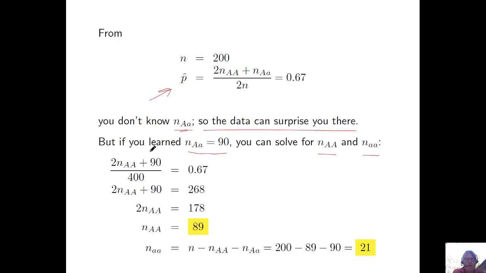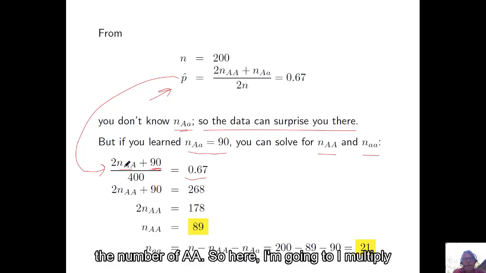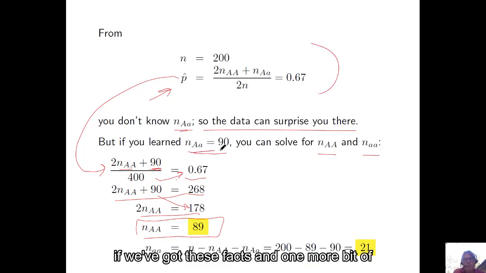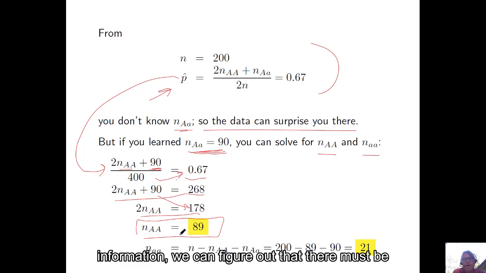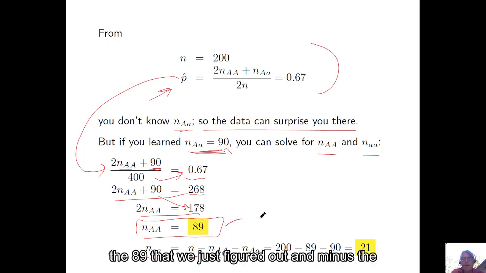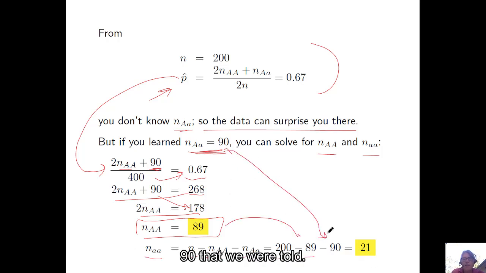So this was the formula here for p hat. That is equal to 0.67. If I put in 90 here, I can solve for the number of big A. So here I'm going through, I multiply both sides by 400 to get this form. I subtract 90 from both sides to get that. I divide by 2. And so this tells me if we've got these facts and one more bit of information, we can figure out that there must be 89 big A homozygotes in that data set. And of course, the little a is just the total sample size minus the other possibilities. So 200 minus the 89 that we just figured out and minus the 90 that we were told.